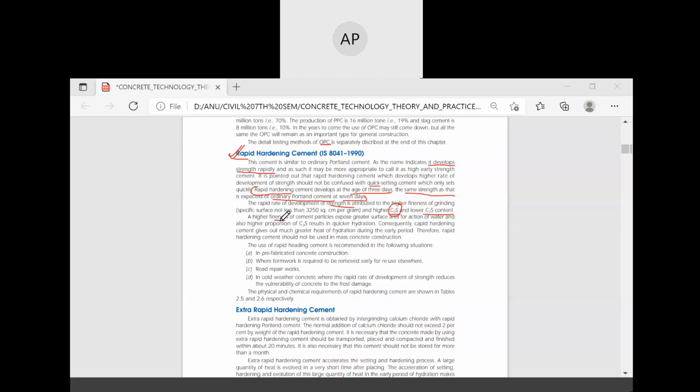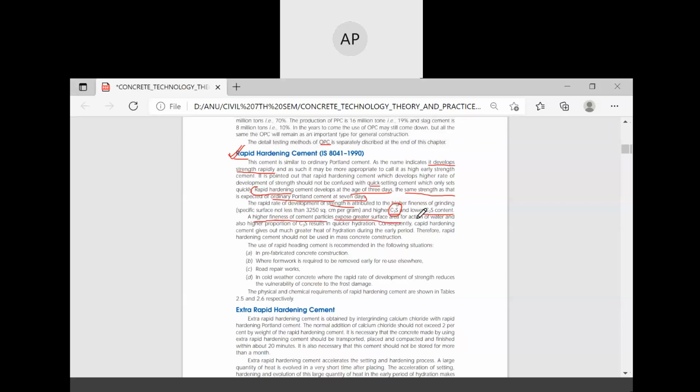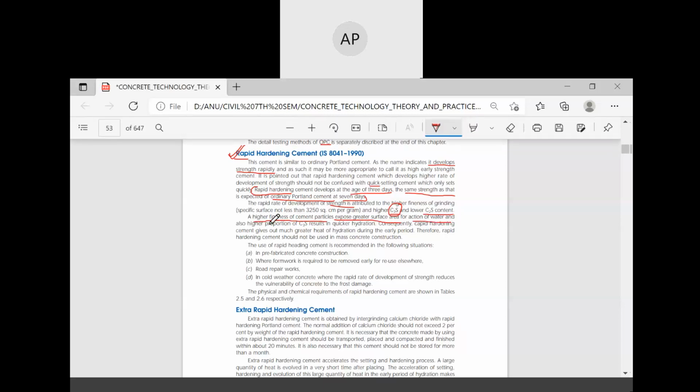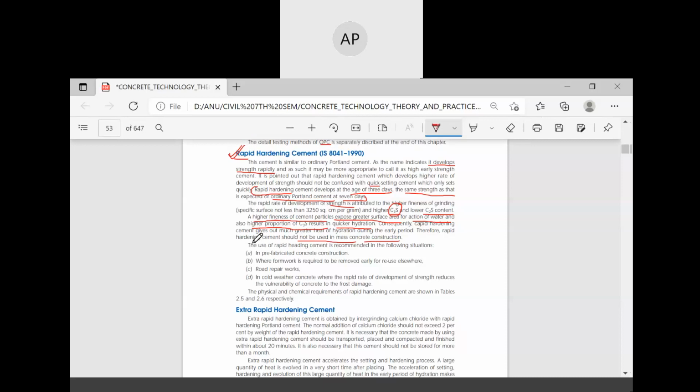Okay. The finer cement particles expose greater surface area, isn't it? Remember this line. The higher fineness of cement particles exposes greater surface area to the action of water, and the higher proportion of C3S results in faster hydration. Consequently, rapid hardening cement gives out much heat of hydration at an early stage. Therefore, rapid hardening cement should not be used in mass concrete construction. Why? Because it produces more heat of hydration.